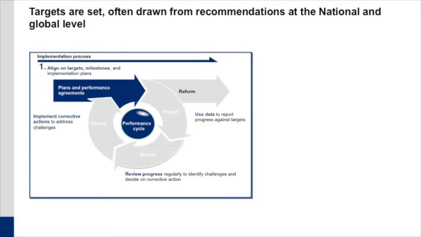First, let's look at setting targets. So the implementation process begins by aligning your targets, milestones, and implementation plans and performance agreements. So in most ministries of health, you start by having set targets at the national or at the state level. These targets tend to be drawn from recommendations, either global targets or, in a very decentralized country like Nigeria, from national level targets.